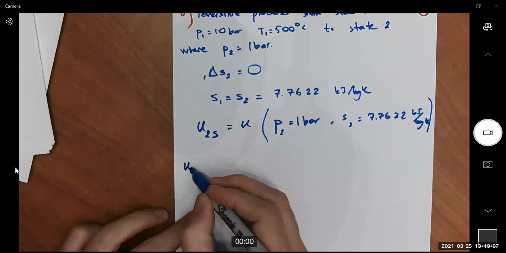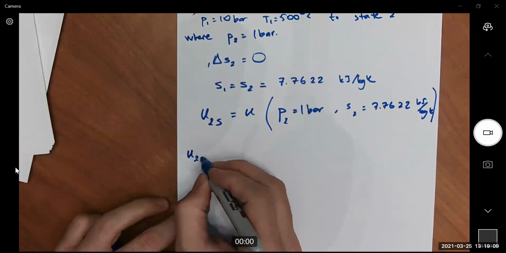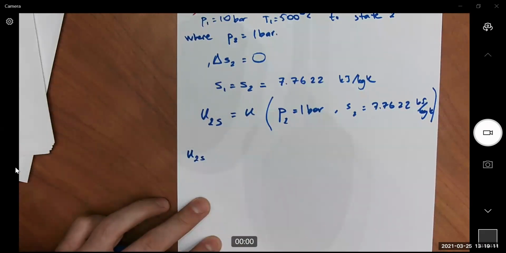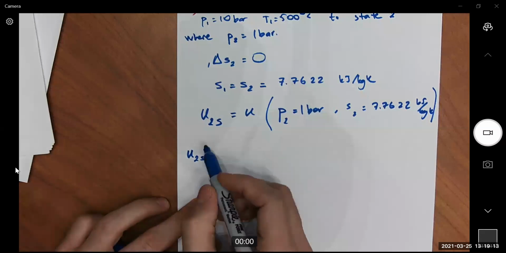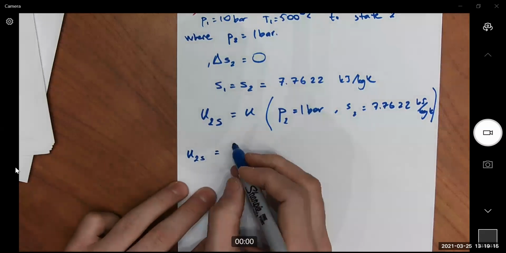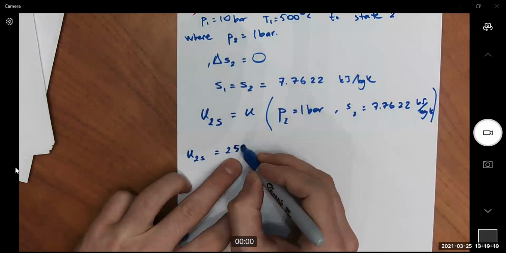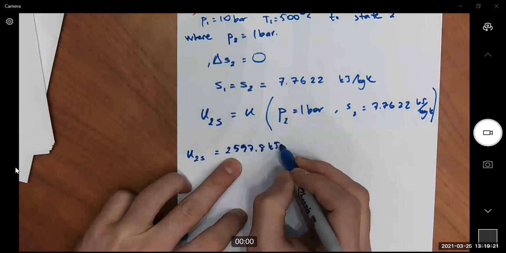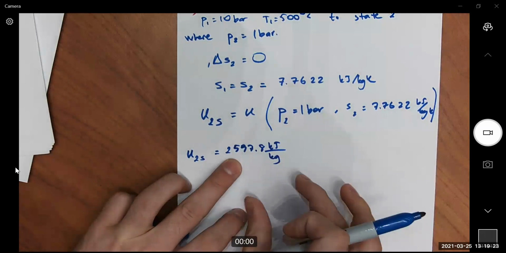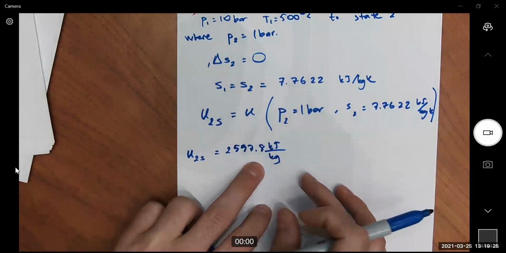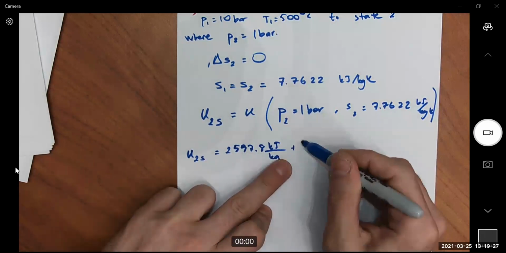For internal energy at state 2, reversible state 2, from the table, at 2,597.8. What I'm doing is interpolation. I'll show you in detail.